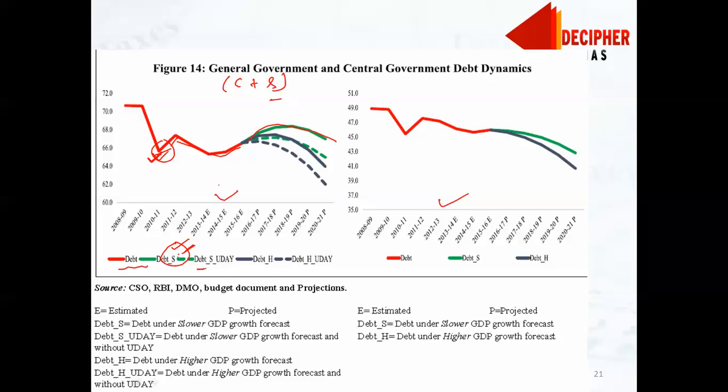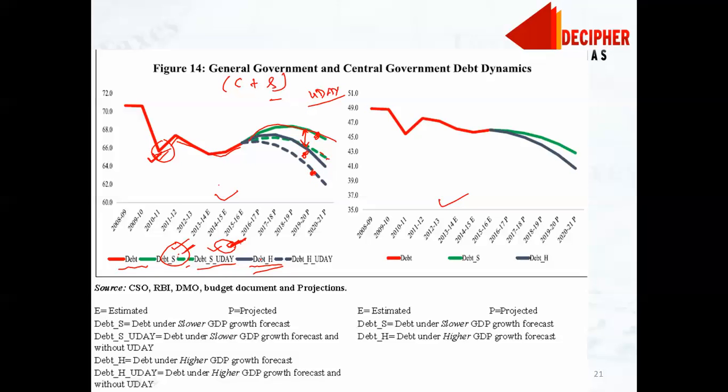And this is the debt when growth was slow and Uday was not included. That is, the state government's debt was not included. This is lower because Uday has been reduced from this. So obviously the debt will decrease, because Uday is also a kind of debt only, which is taken upon by the state government. Similarly, the debt when growth was high will be lesser as compared to this, and when Uday is also excluded, it will be much lesser.